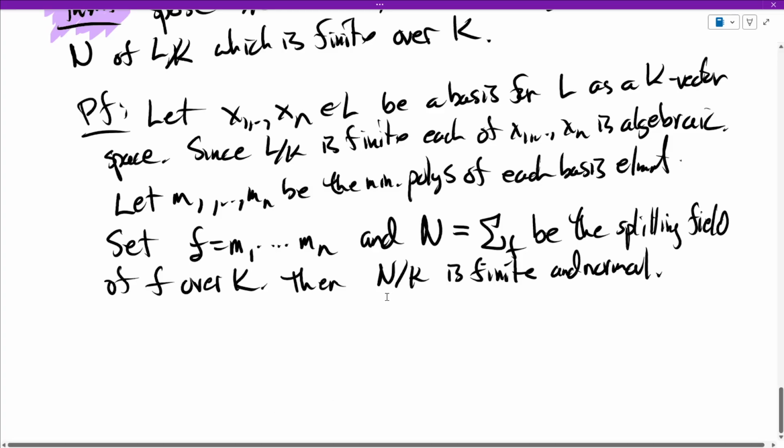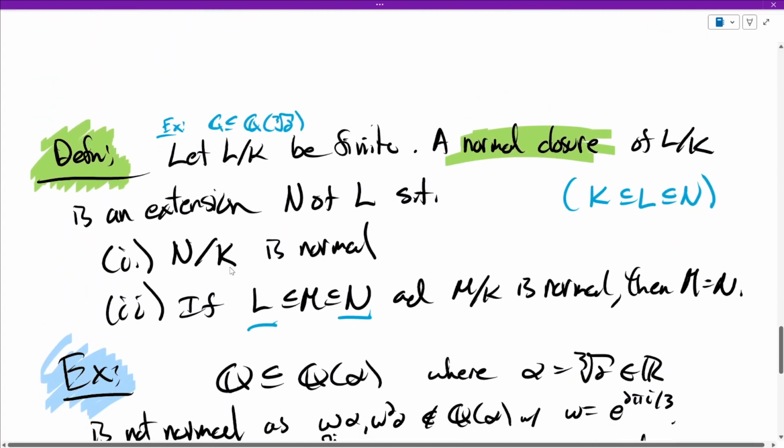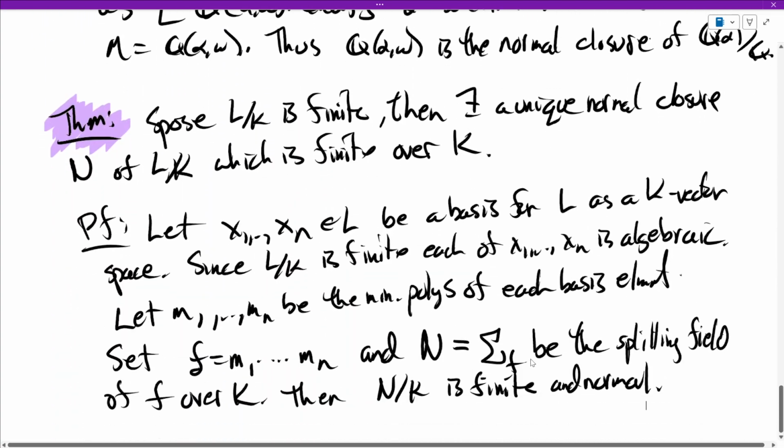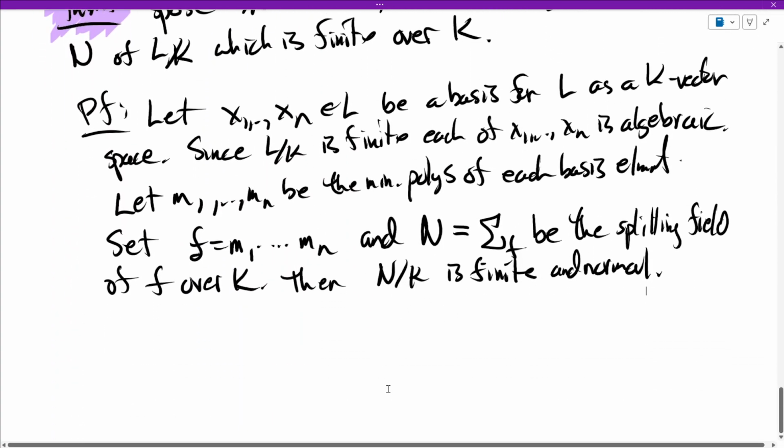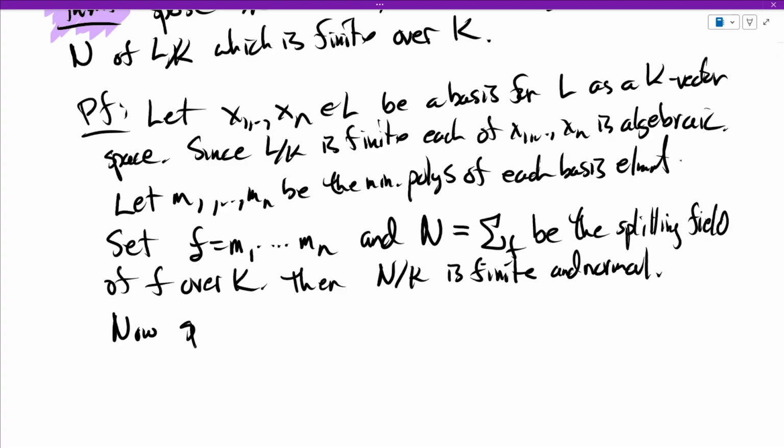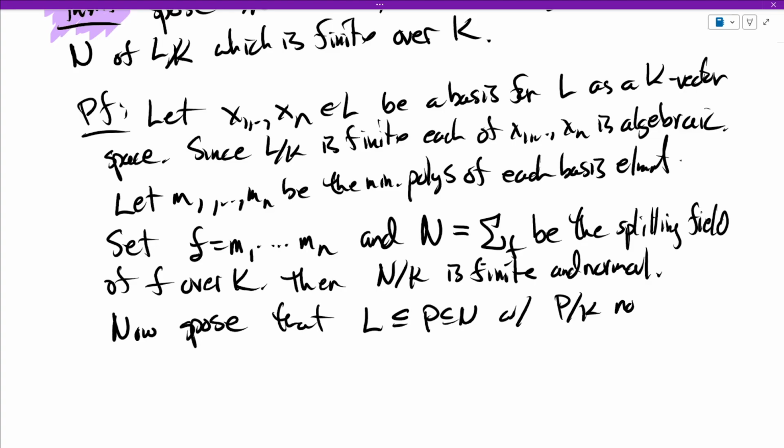All right, you might think we're done, but we're not done. To be a normal closure, it has to be normal, and if there's a smaller one, it must be that it's actually this one. So we haven't got to the smallest condition yet. All right, so let's do the smallest condition now. Now suppose that we have a smaller one. So L is contained in P is contained in N with P over K normal.